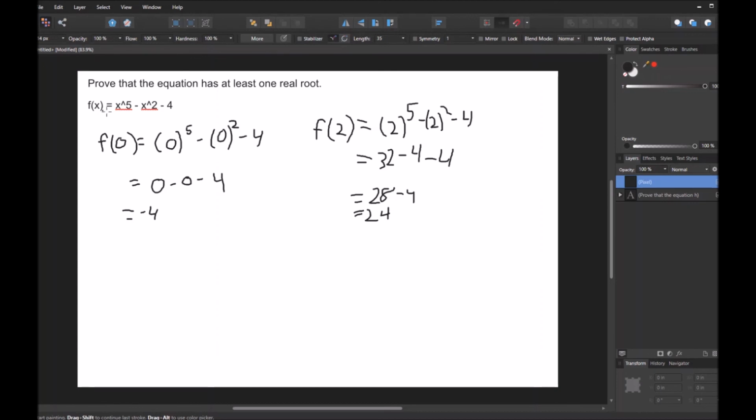And as you can see, once again, we have a continuous function, and we have a point where the y value would be negative and a point where the y value would be positive, meaning at some point between those 2 points it would have to cross the x-axis, giving us our real root. So that's how you do that one.